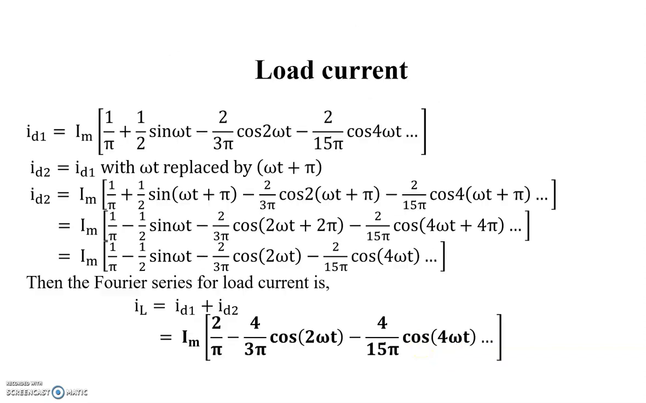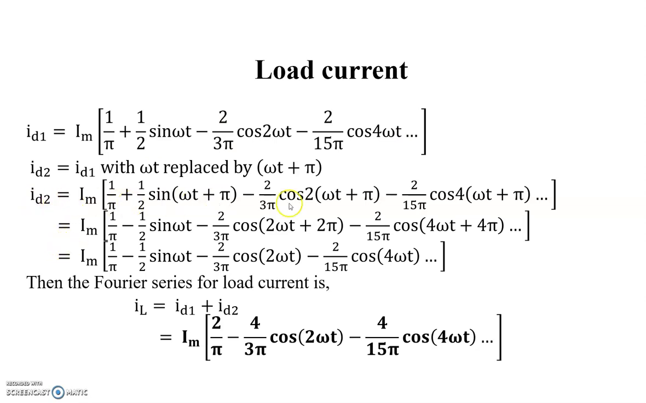Next we will move on to the load current. So what is the load current? Load current is the sum of ID1 plus ID2. ID1 is nothing but Im into 1 by pi plus 1 by 2 sin omega t minus 2 by 3 pi cos 2 omega t minus 2 by 15 pi cos 4 omega t, and so on. You replace omega t with omega t plus pi, and you obtain the value of ID2.